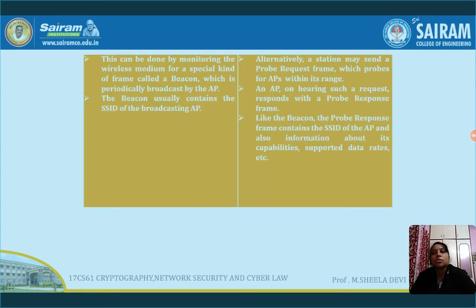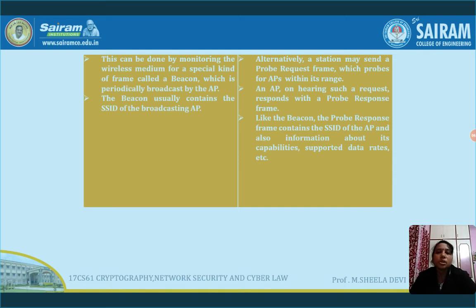Yes. So there are two ways I can attach to an access point. The first way is by monitoring the wireless medium for a special kind of frame called a beacon. So I am the mobile station, passing through some access point. One way I can attach to an access point and become a member of the basic service set is this: every AP will be sending beacons periodically.